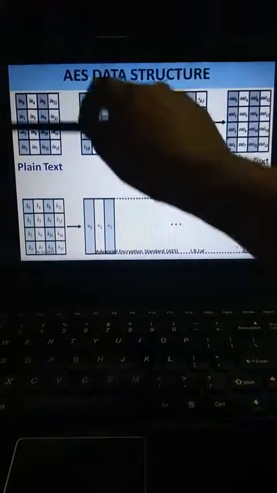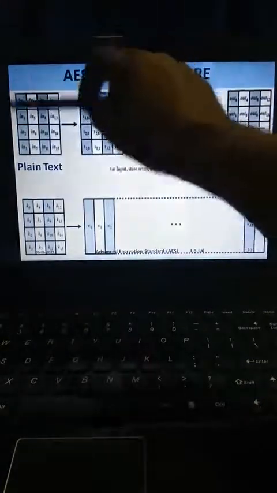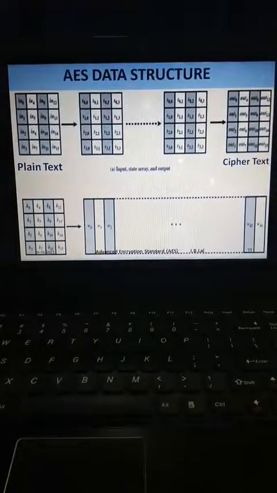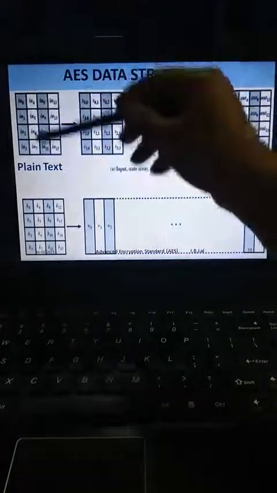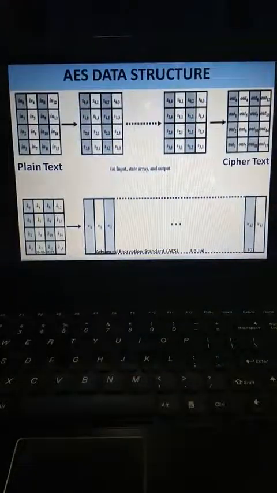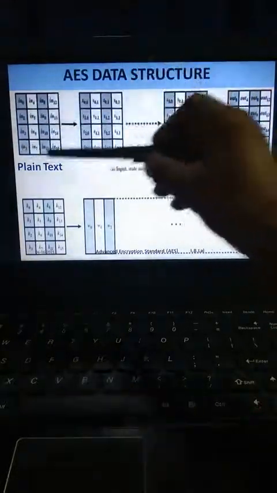And one column is one word. One word is of 4 bytes. So 8 into 4, 32 bits. So one word is of 32 bits. This is one word, this is second word, this is third word, and fourth word. So this is the representation of the input array.